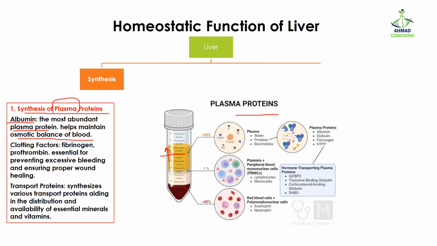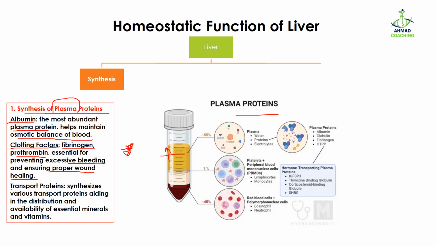The second plasma protein is the clotting factors, such as fibrinogen and prothrombin. These are the names of the clotting factors. They are essential for preventing excessive bleeding and ensuring proper wound healing. So whenever you have a cut anywhere on your body, these clotting factors, fibrinogen and prothrombin, move to the injury site and make a clot over there. Clot means they seal that cut so that loss of blood is prevented. And the liver is involved in the synthesis of these clotting factors.